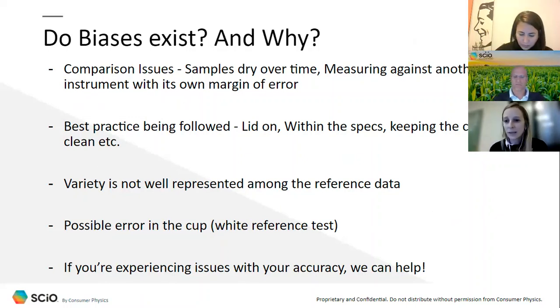I think a frequent one that comes up is that we see that there's comparison issues. So that means that, let's say you've taken a sample, you've sent it to the lab. If you haven't sent it the same day, or even if it's been a particularly dry day, that sample can dry over time. So what you're measuring on the farm is not necessarily what you're measuring in the lab. And of course, if you're measuring against a COSTA or another instrument, they've got their own error of margin as well. So that's something to consider when you are testing against other methods.